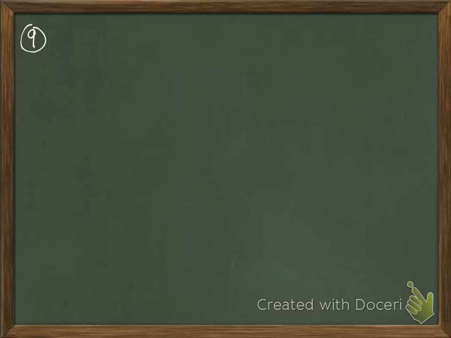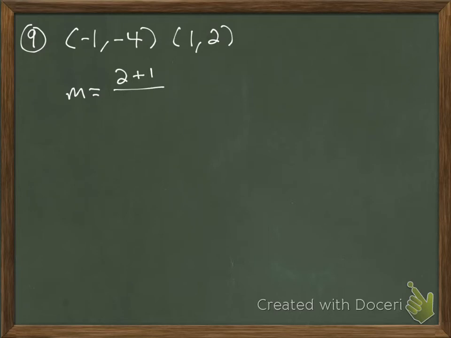But at the same time, you're given 2 points. You're given -1, -4, and 1, 2. So first step when given 2 points is to find the slope. Should be 2 plus 1 over, no it's not, 2 plus 4 over 1 plus 1, which would be 6 over 2, which would be a slope of 3. Okay.